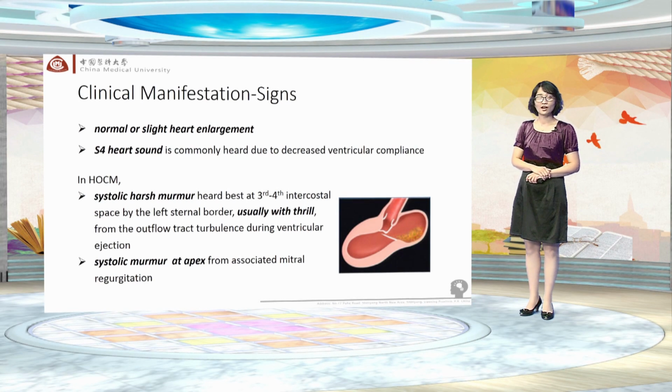The murmur can be enhanced by bedside maneuvers that diminish ventricular volume and transiently worsen obstruction, such as standing from a squatting position or the Valsalva maneuver. Usually, 3 will be detected simultaneously. In addition, the systolic anterior motion of the mitral leaflet will lead to mitral regurgitation, and the systolic murmur will be detected around the apex area.